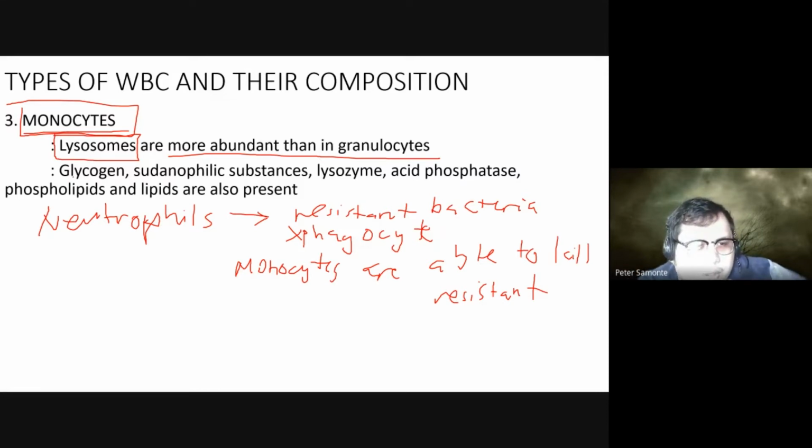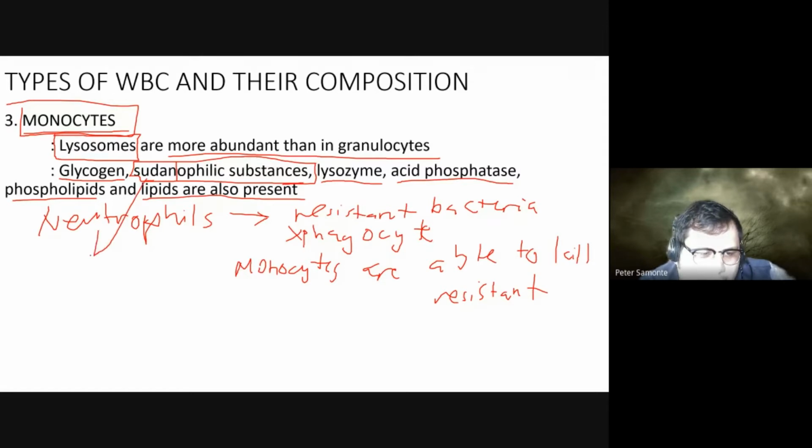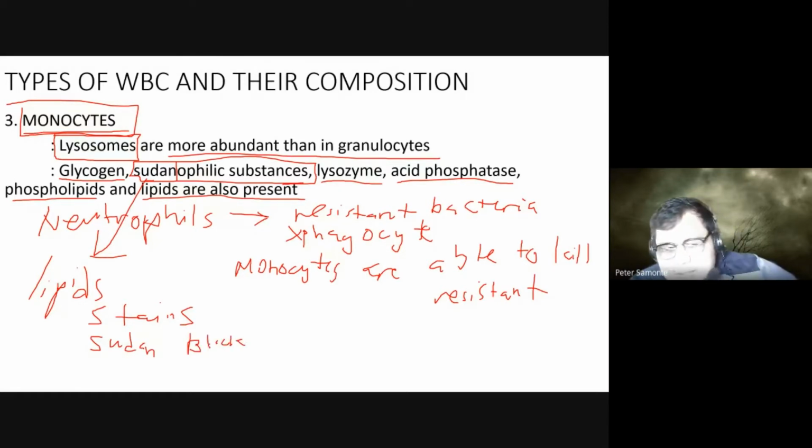monocytes. Now, your monocytes class have glycogen, sudanophilic substances, lysozyme, acid phosphatase, phospholipid, and lipids are present. Now, itong sudanophilic nyo class, do remember whenever you would encounter the word Sudan, this would usually refer to your lipids. And an example of the word Sudan would be found in your stains. Sa mga stains class, if you recall sa histopath nyo, merong mga Sudan black, Sudan red, mga ganun. So those are stains for fats and lipids.